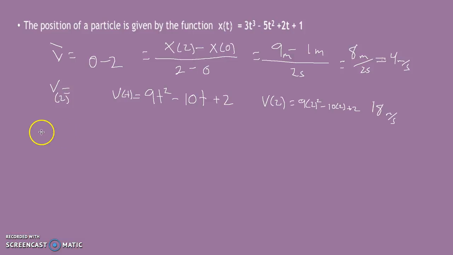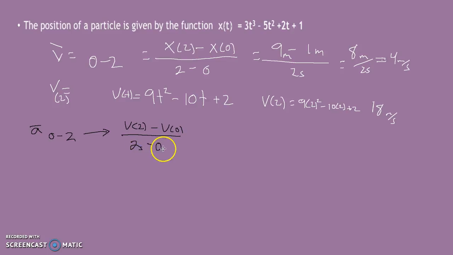Alright, so I want to go back to this example right here. I'm going to ask you to find the average acceleration between, let's say, 0 seconds and 2 seconds. In order to find average acceleration, remember we said that was the change in velocity divided by the change in time.